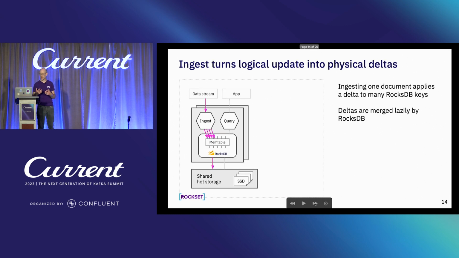So the end result of this is that you can think of the ingest process in a system like this that uses a variety of index formats as a way of turning a single logical update into a set of physical deltas. In our case, the physical deltas are the byte deltas that are going to be applied into the RocksDB key values. And there's a bunch of physical deltas that come out of one logical thing.